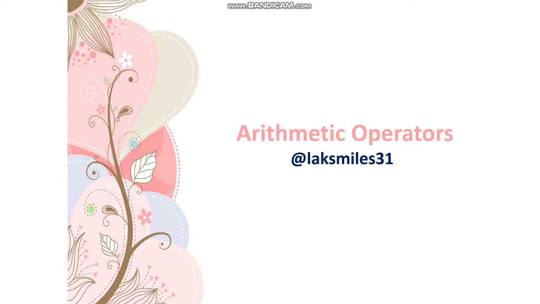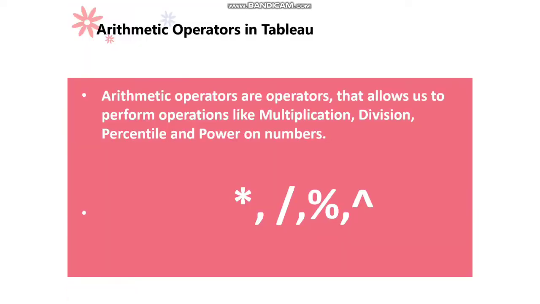In today's video, I'm going to talk about arithmetic operators in Tableau. Let's get started. Arithmetic operators are operators that allow us to perform operations like multiplication, division, percentile, and power on numbers. Here are the arithmetic operators which can be used in Tableau: star, slash, percentile, and cap. These four are the arithmetic operator symbols which can be used to perform arithmetic operations in Tableau.